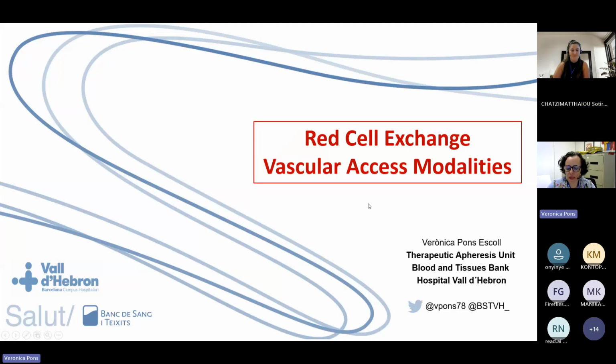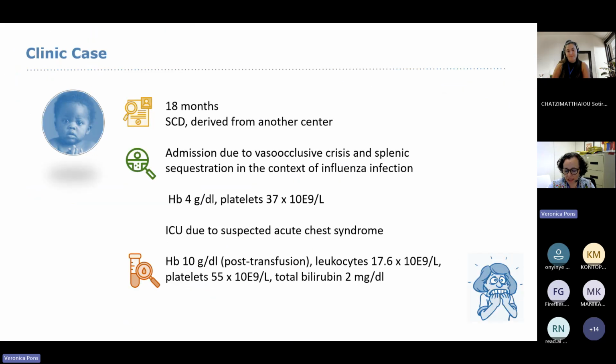Perfect. So today I will talk about different modalities of vascular access, mainly focusing, as you said, on patients who need red cell exchange. I would like to begin this session by presenting a clinical case because this will help us to focus on the topic.